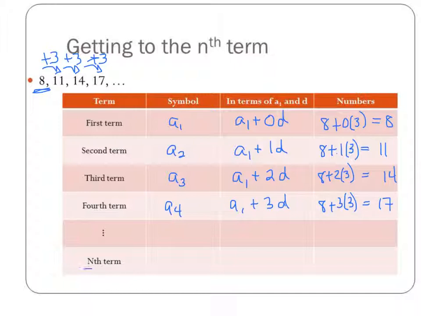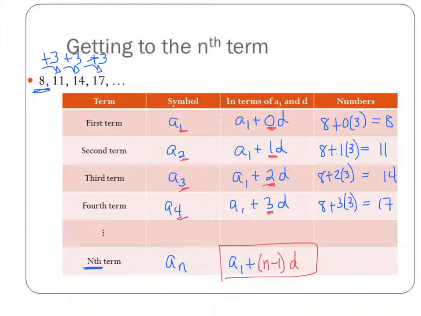First of all, for any term, that's my nth term, n is for any term, it's going to be a sub n. So it is a sub 1 plus. The key thing here is, what about this number? This number was always 1 less than this number, right? So term 1, we did 0. Term 2, we did 1. Term 3, we did 2. Term 4, we did 3. So 1 less than n times d. That is going to be our equation for the nth term.